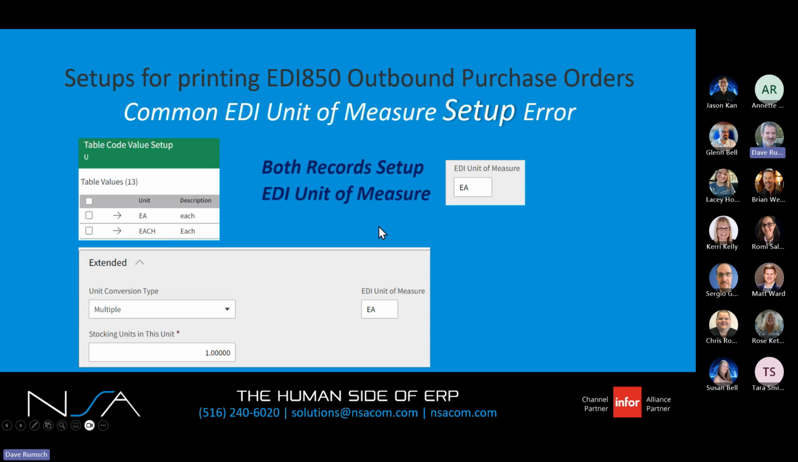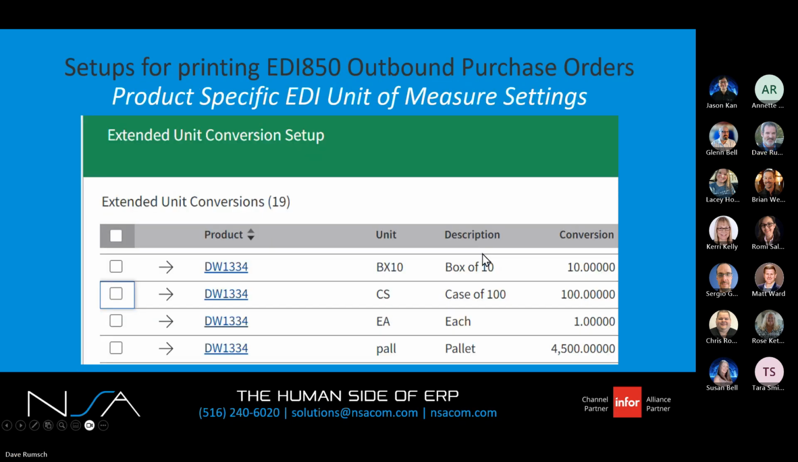This is probably the most difficult area to discuss with customers to have them understand what's going on. So I encourage almost every single unit of measure be set up in the product specific area and not in the generic area. But let's look at some of the generic ones anyway. When you set it up, you're going to do a multiple of 1 and you're going to use a two-letter EDI code. Here are some examples of product-specific EDI unit of measure settings and other things that you will use that for. This product is DW1334. I could buy it in a box of 10.